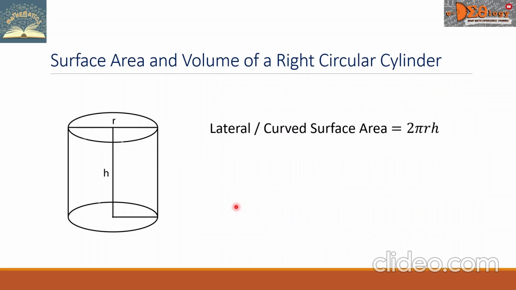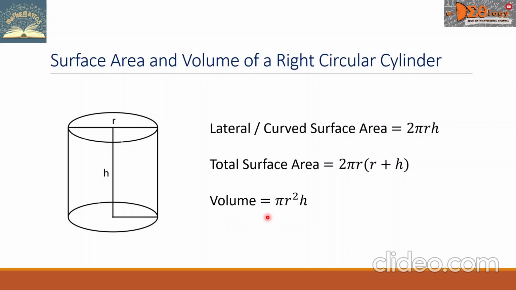Now, let's write the formulas. First is the lateral or curved surface area. The formula is 2 times pi times radius times height. For the total surface area, that is 2 pi r times the quantity r plus h. What about the volume? This is equal to pi r squared h.